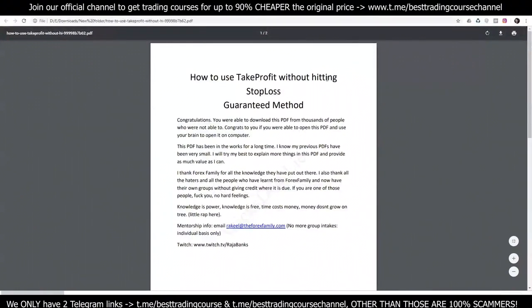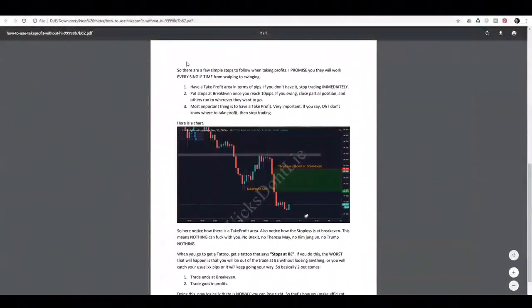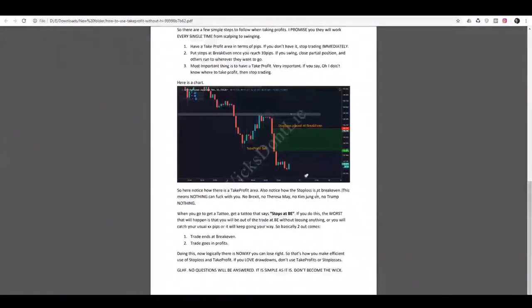How to use take profit without hitting stop loss, guaranteed method. The most guaranteed method was, there are a few simple steps. I have the top in terms of pips. It was just like putting stops at break even. If you put stops at break even, it's never going to hit your stop loss. Basically, that was it. Stops at break even always, because the worst thing is when you let your profitable trade go in negative, that's the worst thing you can do in trading, man. Trust me. Never do that.